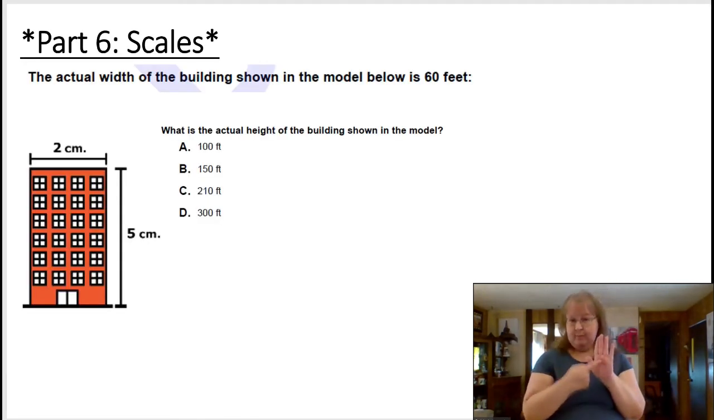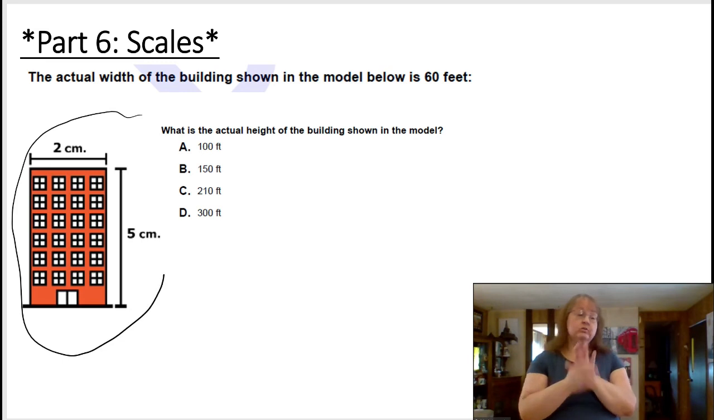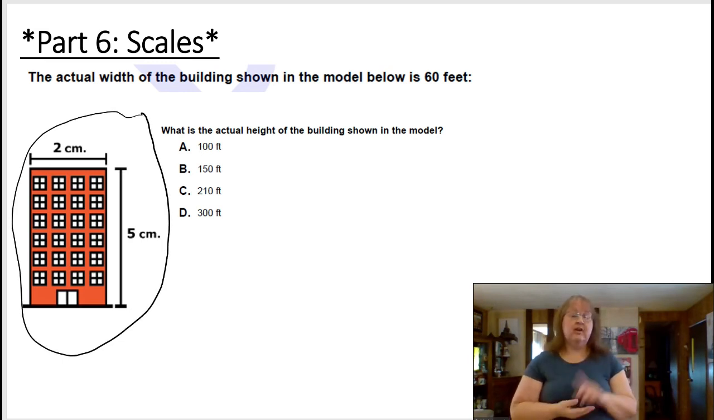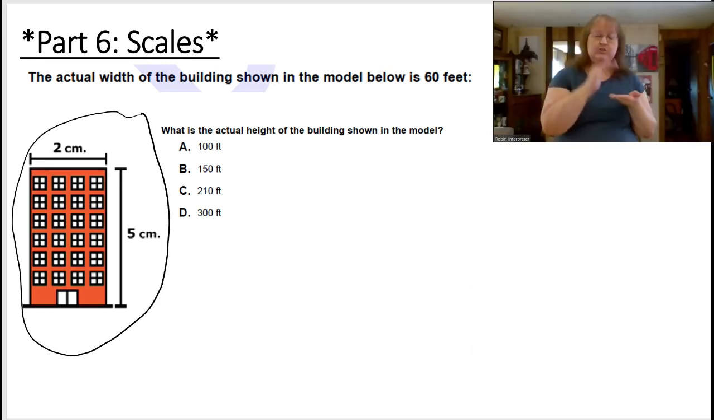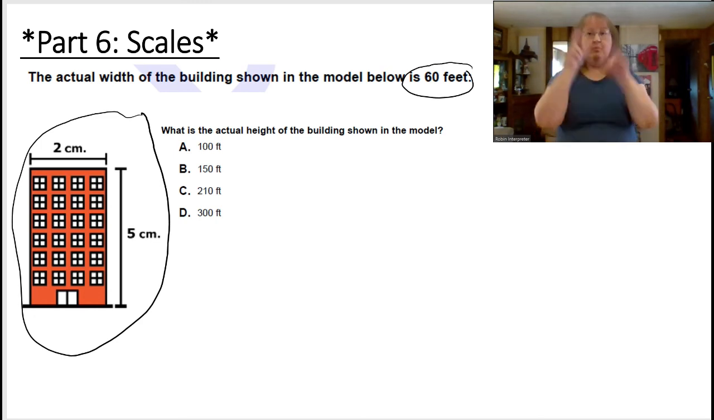So here's an example of a scaled problem. What's going to happen is I'm going to give you a picture, and it's a miniature version of something. And I'm going to give you the real length of one of those measurements, and you're going to create a proportion to find the real length of what's missing.